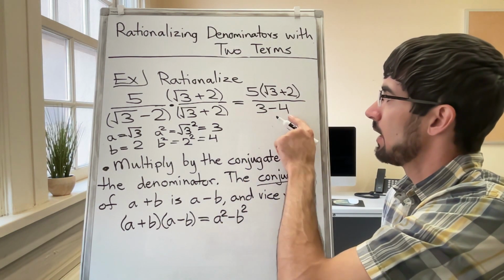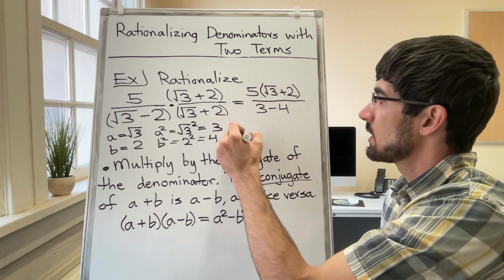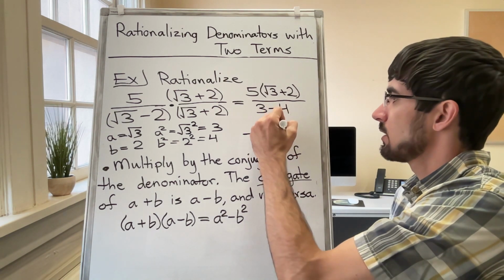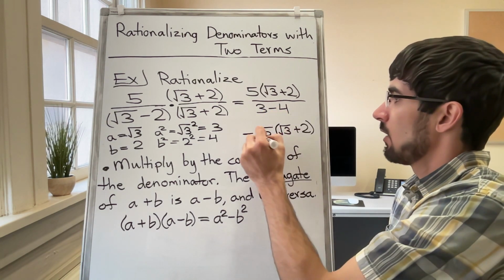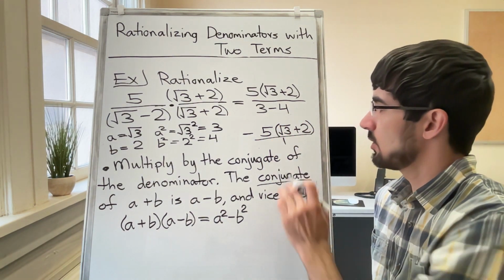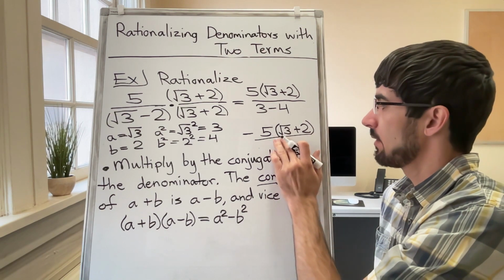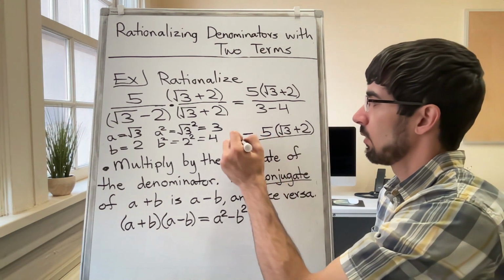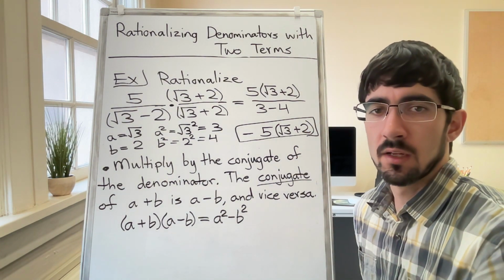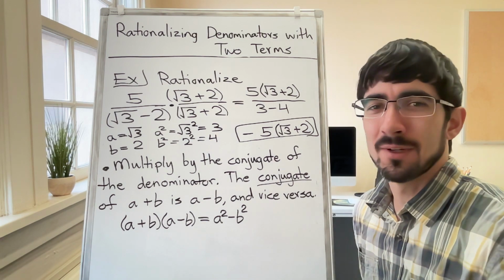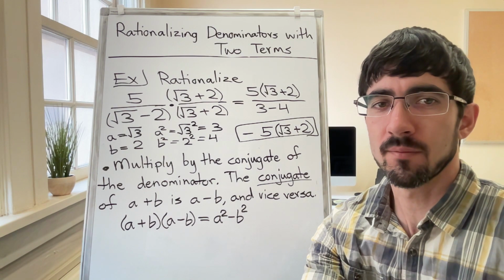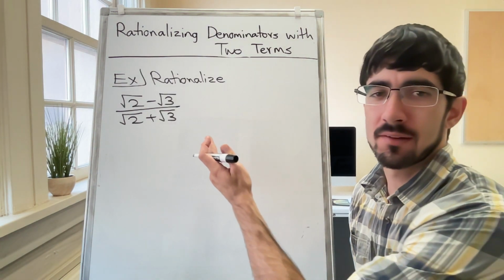This denominator is negative 1, but we don't typically write a negative sign in a denominator. So I'm going to write it out in front of the expression, and you could write it like this: negative 5 times root 3 plus 2 over 1, but since this is a denominator of 1, it's not even really necessary. Here's the final simplified expression. There's no denominator, there's no radical in a denominator. That's the point of rationalizing our denominators. Let's consider one more example.